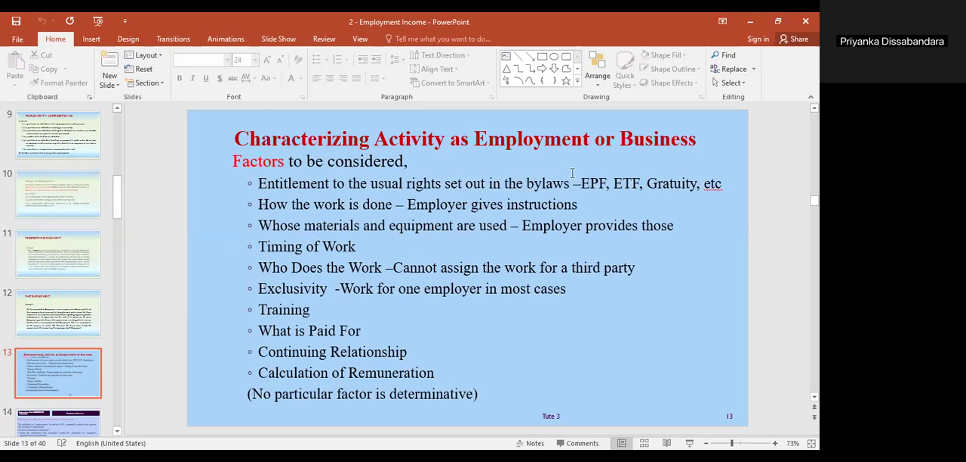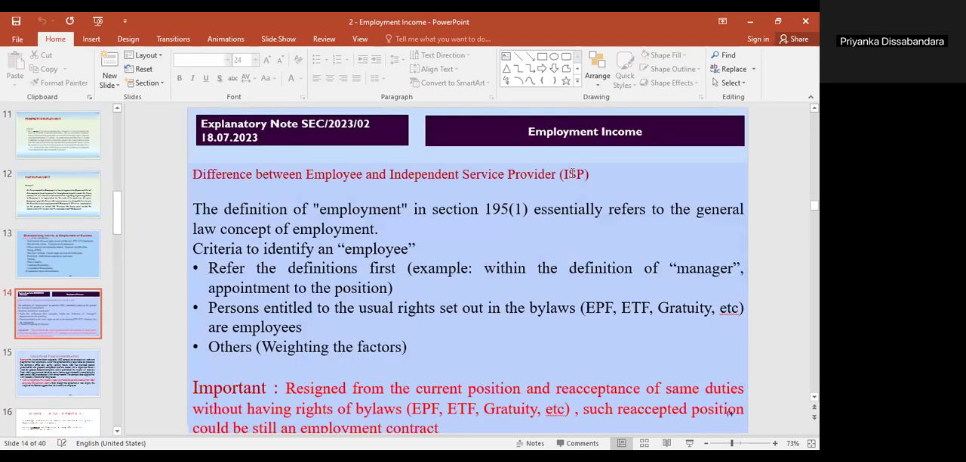Now if that person is an independent service provider, EPF and ETF should not be deducted from that service fee. But if that is a salary, when they are paying salary, they have to deduct EPF, ETF, and provisions for gratuity should be made. So if that payment includes these kinds of bylaw entitlements, then it will definitely be a salary. That means the income received by a person should be categorized under employment income.